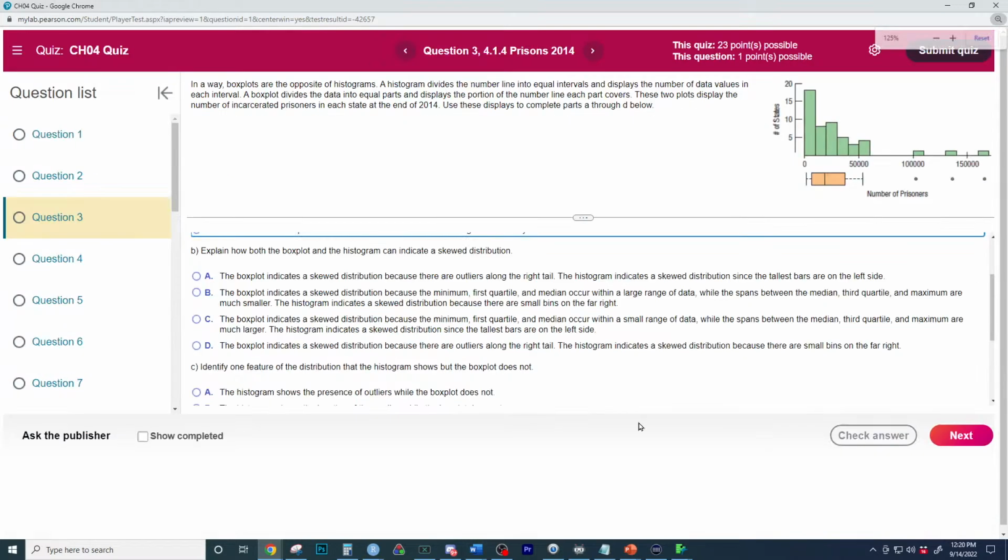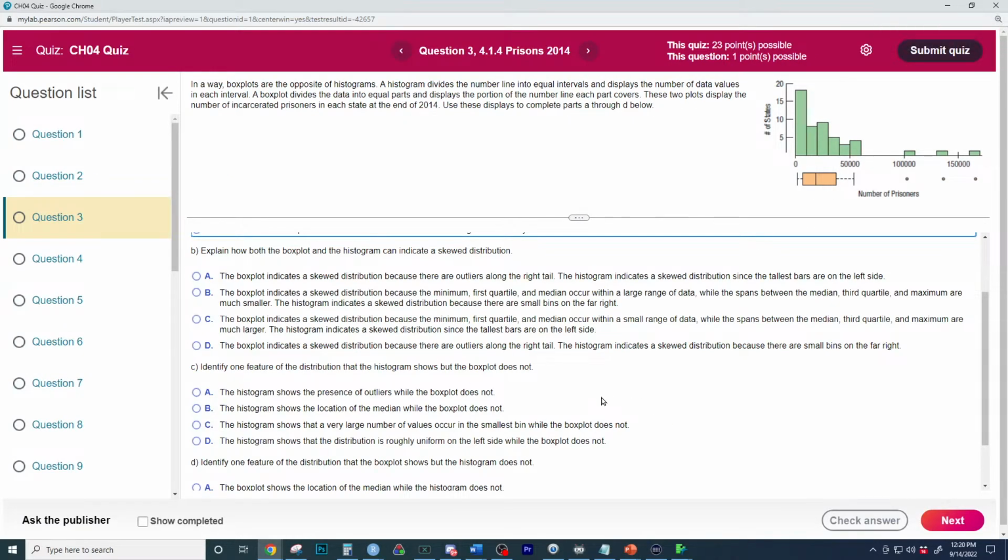Explain how both the box plot and the histogram can indicate skewed distribution. Well, the histogram is super easy. Just look at the shape of it. Box plots are a little bit more difficult. The outliers are probably going to help us there. The box plot indicates a skewed distribution because the minimum, first quartile, and median occur within a smaller range, while the spans between the median, third quartile, and the maximums are much larger. That is true. The histogram indicates a skewed distribution since the tallest bars are on the left side.